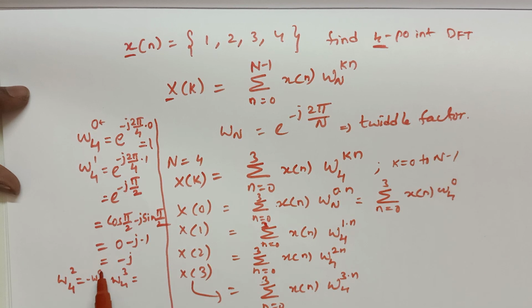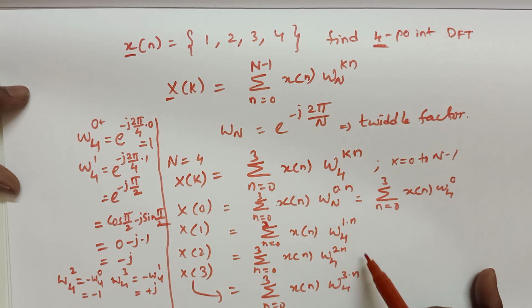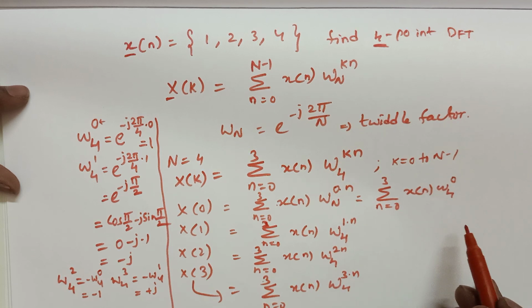This is called the symmetry property. For any N value, the first half of the twiddle factors are repeated with a negative sign for the next half. So W_4 power 2 is minus W_4 power 0, which is minus 1, and W_4 power 3 is minus W_4 power 1, minus of minus j, which is plus j. Now we will substitute these values in this expression. We will expand the expressions and calculate.